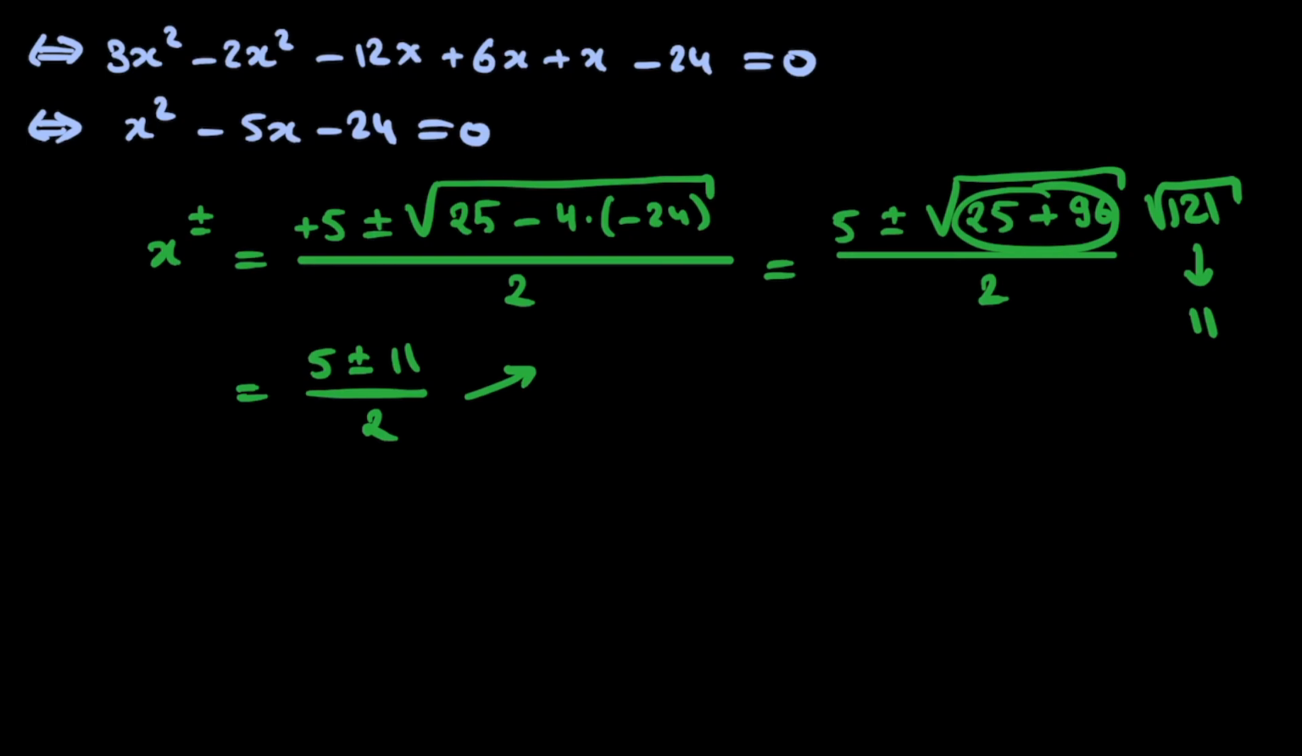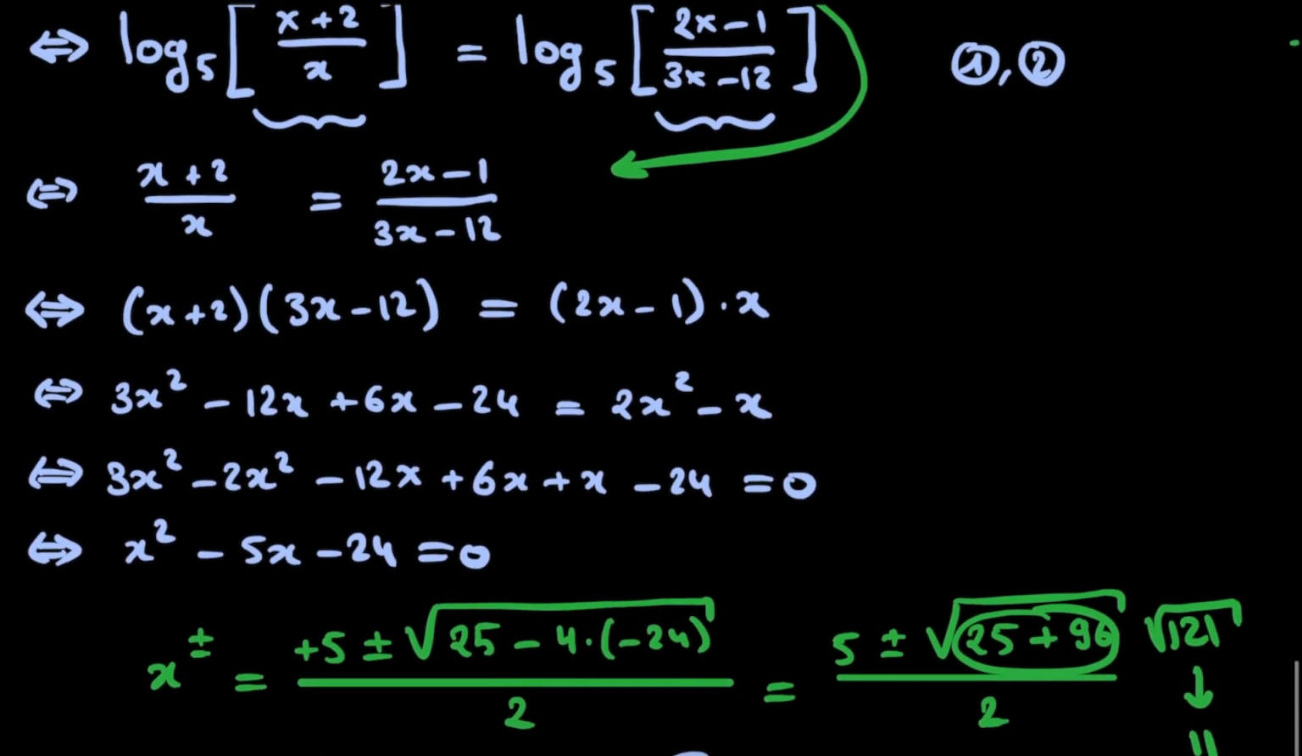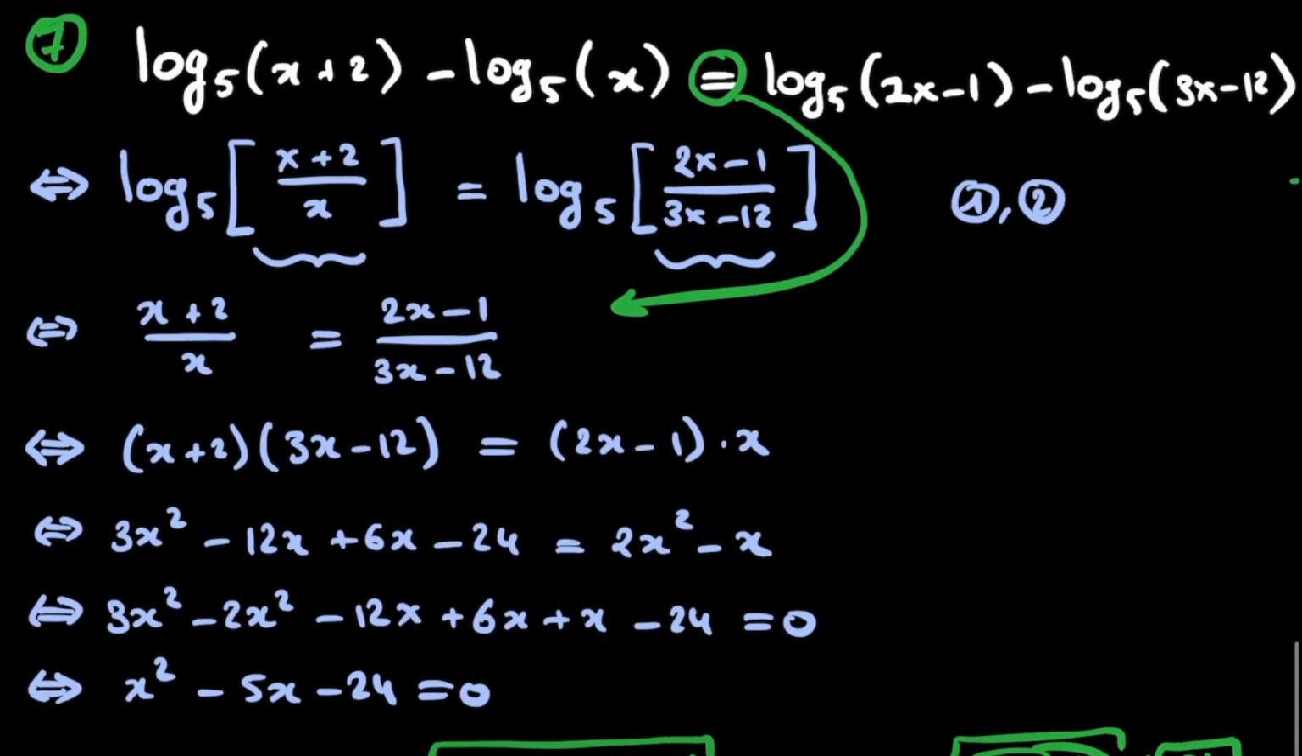And this will give us two solutions. We have 5 plus 11, which is 16, divided by 2, which is simply 8. And we have another solution where we have 5 minus 11, which is equal to minus 6, and we have to divide by 2 in order to get the other solution, minus 3. So at this point, we have two solutions, 8 and minus 3. But what is now the right solution? For this, let's go back to our original logarithmic equation.